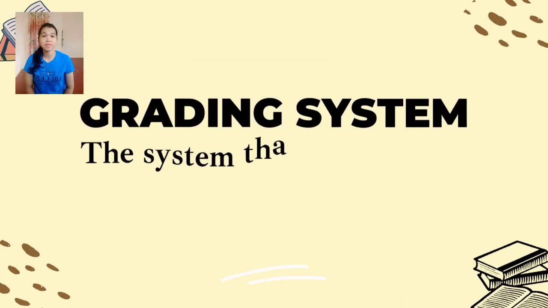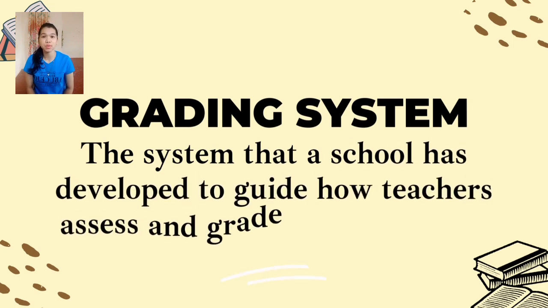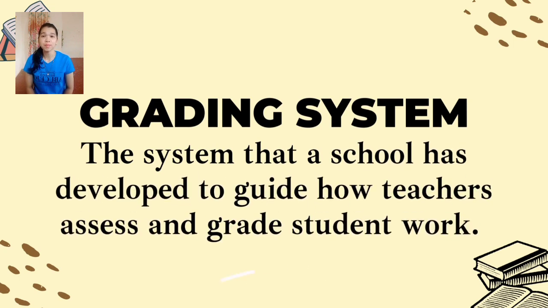So what is grading system? The grading system is what a school has developed to guide how teachers assess and grade the students' work. A grading system in education is a system that is used to assess the educational performance of a child, based on one point. Grading is used to evaluate and provide feedback on students' work. In this way, instructors communicate to the students how well they perform in the course and whether they need more help to achieve the course goal.